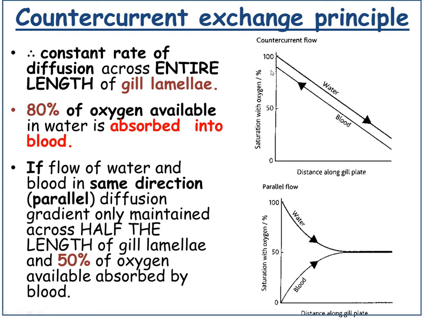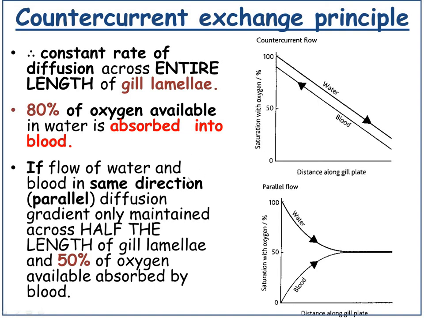So you can see here that the saturation of oxygen in the water is always slightly higher than the blood, but there is always a diffusion gradient across the whole length of the lamellae. So that means that 80% of the oxygen available in the water is actually absorbed into the blood.